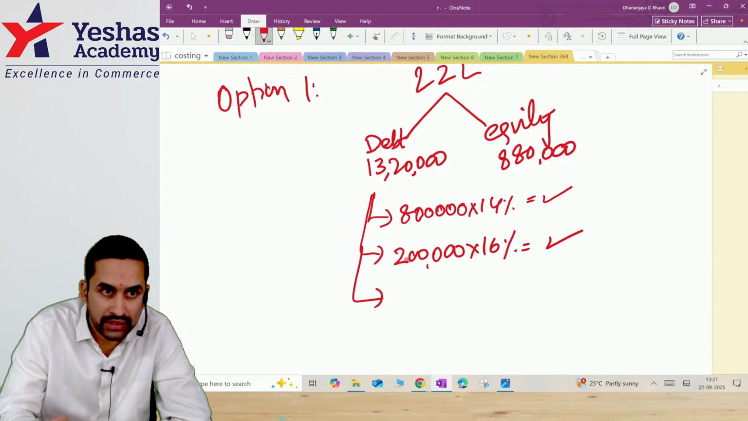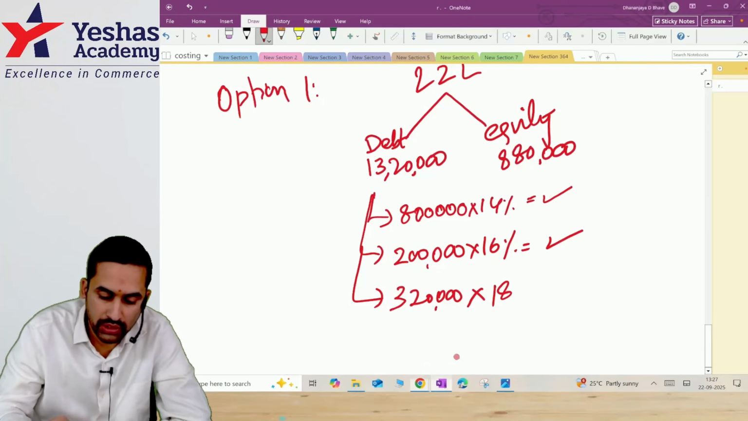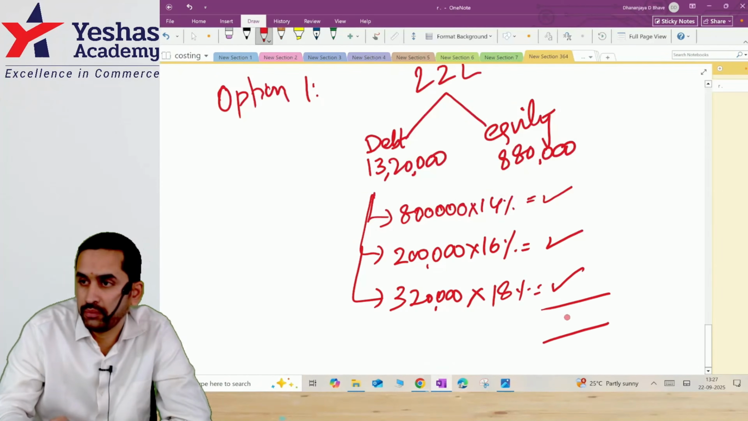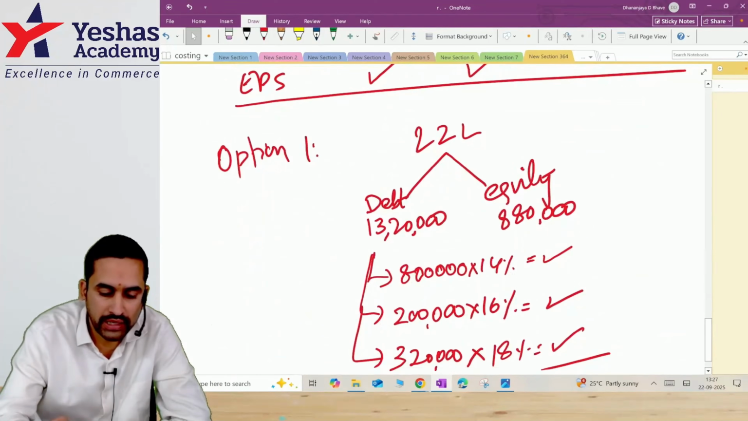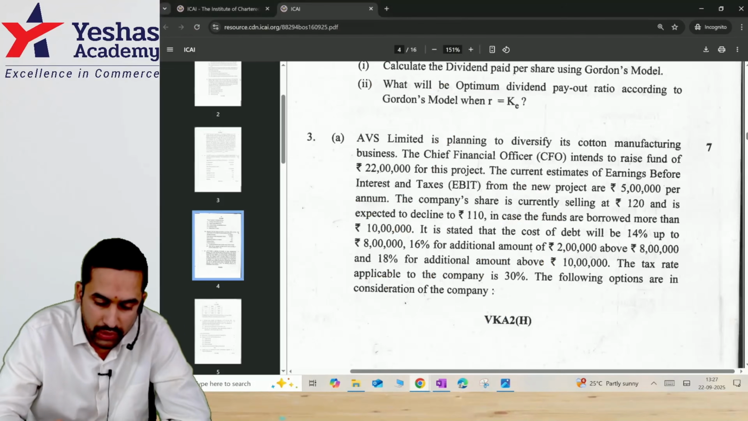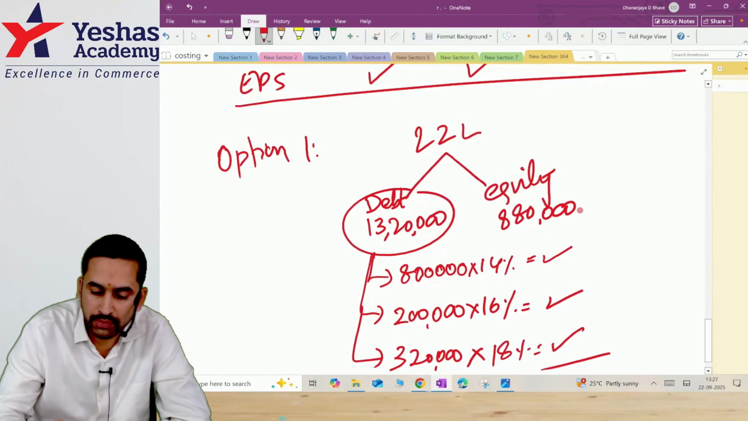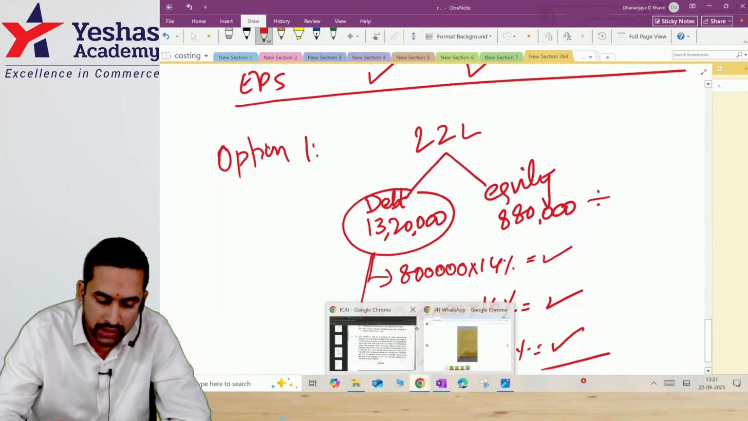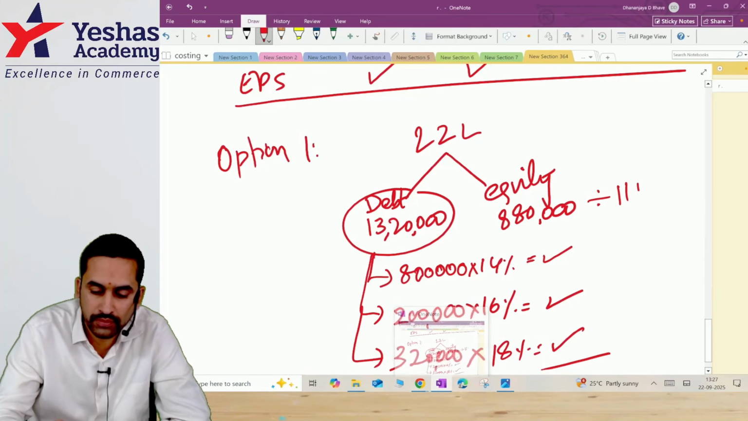But this will be only 10 lakh. I need another 3 lakh 20. For this last slab was 18%. Anything above that, this number. This will be the total interest. This will go here. Okay. And here you observe your debt amount is 13 lakh 20,000. And what did they say for equity? Fifth line, company share is currently selling at 120 and is expected to decline to 110 in case the funds borrowed are more than 10 lakh. Am I borrowing more than 10 lakh? Yes, that means this number to be divided by 110. That will give you number of shares.